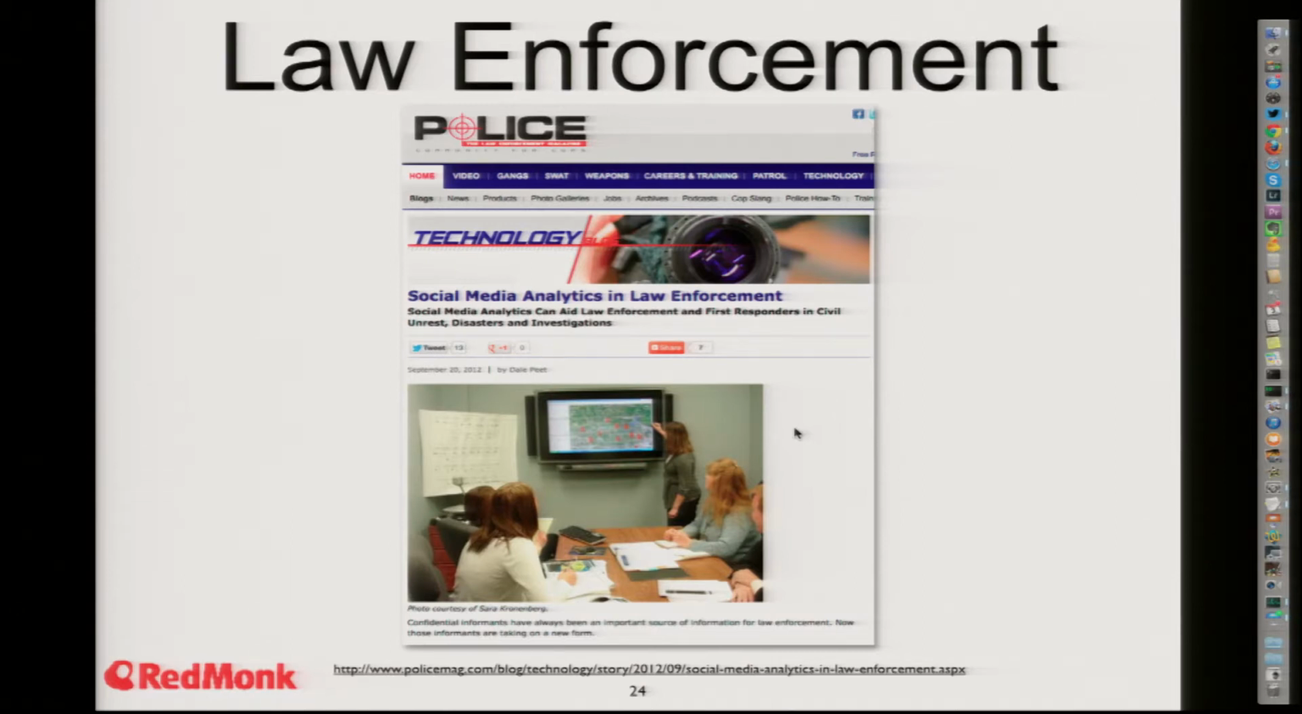In law enforcement, social media is huge. It's absolutely huge. A lot of the police forces now are actively mining Facebook and Twitter for different things. Some of them are doing it for gang structures, using people's social graph to determine gang structures. They also do it for alibis.